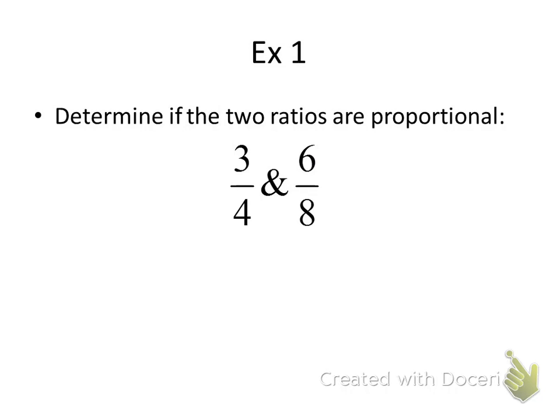So when I cross multiply, I start at my numerator and I cross and I multiply it by my bottom denominator. So what's 3 times 8? 24. Okay. So then I'm going to come down to my bottom denominator, and I'm going to go across and multiply it by my top numerator. So what's 4 times 6? 24. Are those the same two numbers? Yes. So are these two ratios proportional? Yes. So we just write yes.